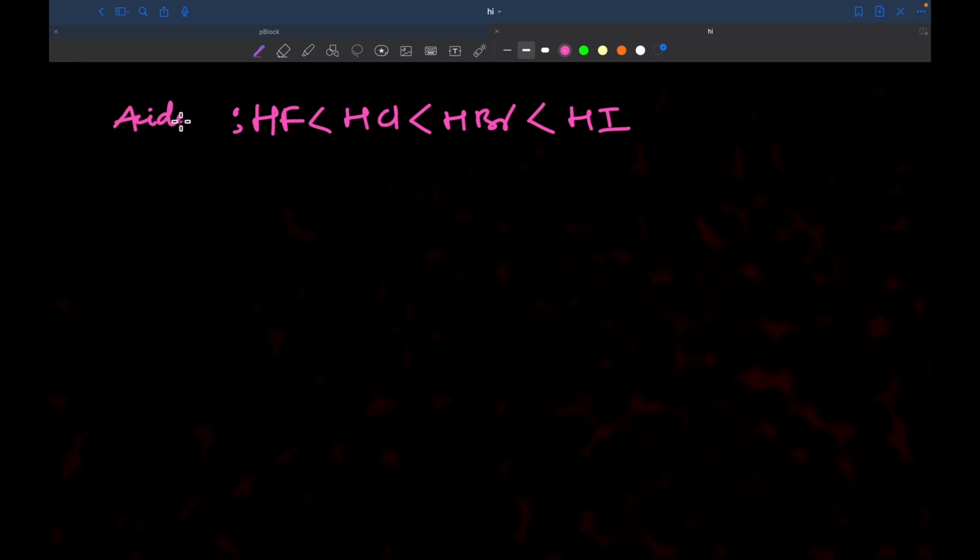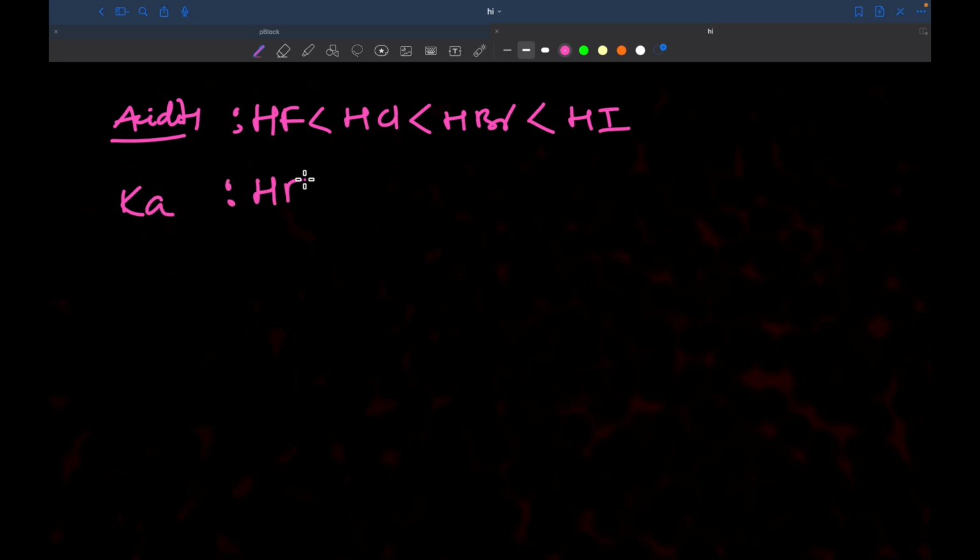Order of acidity: HF is weaker than HCl, then comes HBr, then comes HI. The strongest acid is HI, you have to remember. So this is the order of acidity. The order of acidity will be this, and the order of Ka will also be the same.